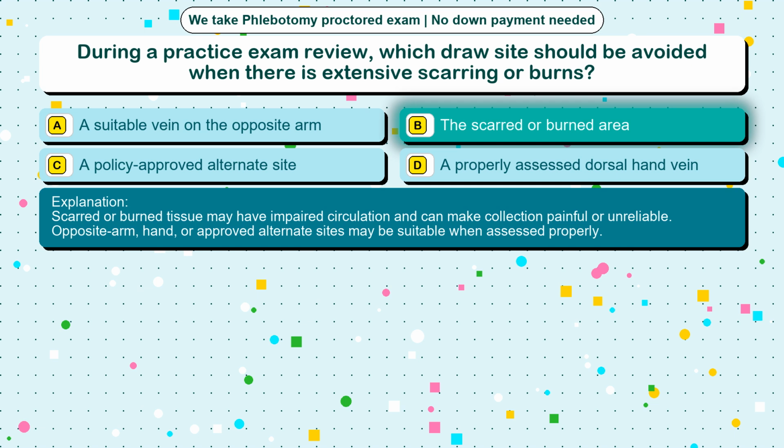Scarred or burned tissue may have impaired circulation and can make collection painful or unreliable.